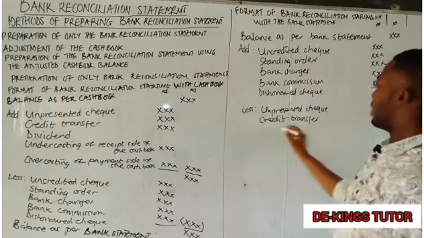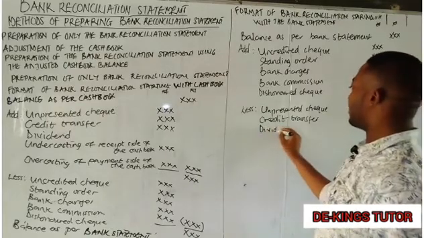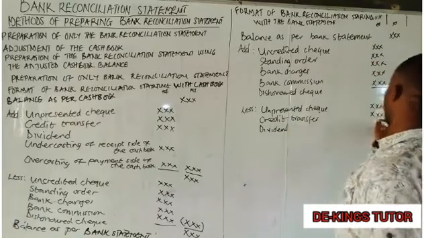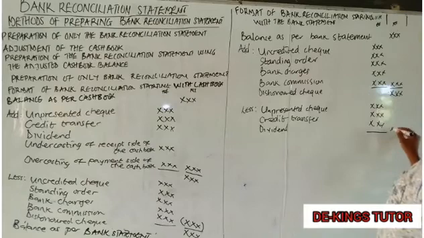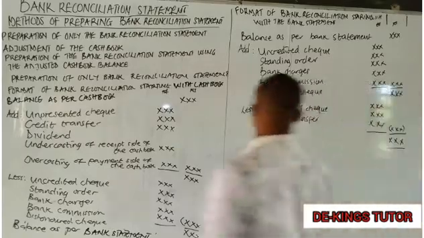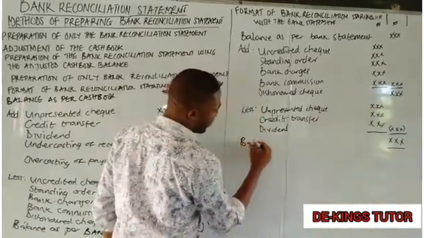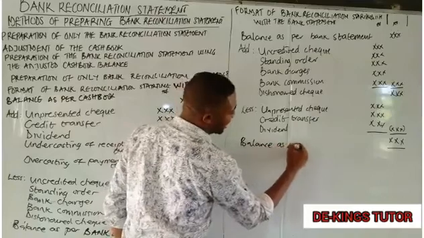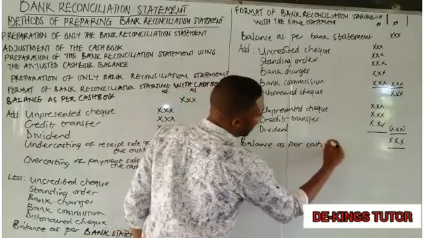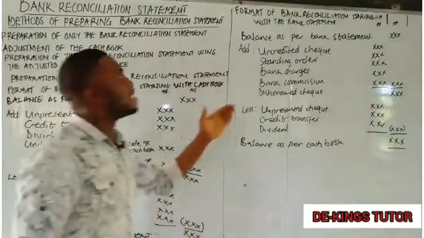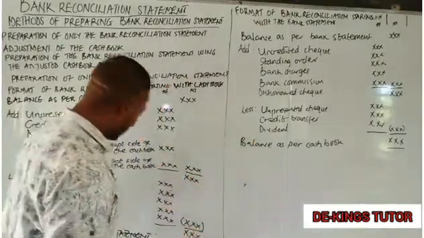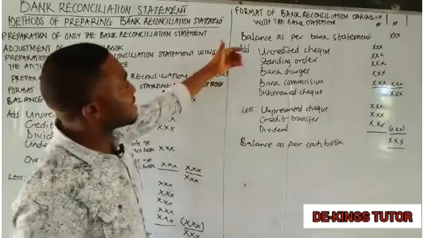Have a value here. Also have dividend. Have a value here. And those other ones. So once we add them together, we deduct it from the value here. So we'll have a value. So the final answer will now be balance as per cash book. Okay? So that is the format when we are starting with the balance as per bank statement.